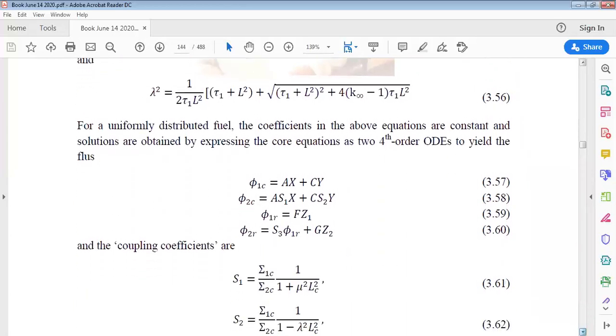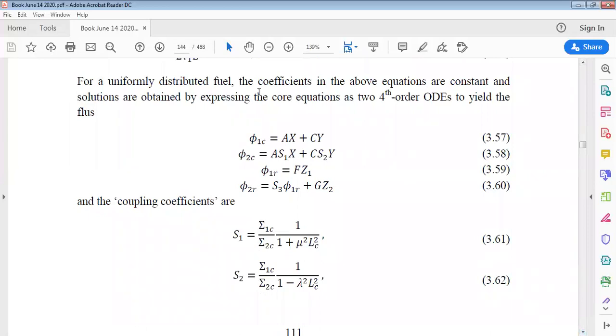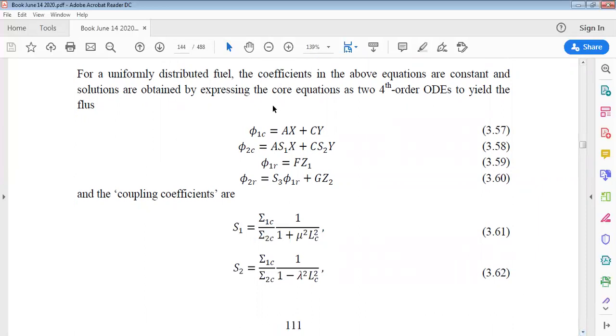And so I'm now going to follow Lamarsh and take a uniformly distributed fuel. This is in standard textbooks in nuclear engineering, so it's in my textbook also, that if we start by looking at a uniformly distributed fuel, the coefficients in the above equations are constant, and you can obtain phi 1c, phi 2c, phi 1r, phi 2r. It becomes simpler if you assume them to be in terms of functions x and y. Now, it's also a mathematical part of the structure of these equations that if you look for a solution of phi 1c in the form of ax plus cy, then it turns out that phi 2c is also ax plus cy, but with coupling coefficients s1 multiplying a and s2 multiplying c.